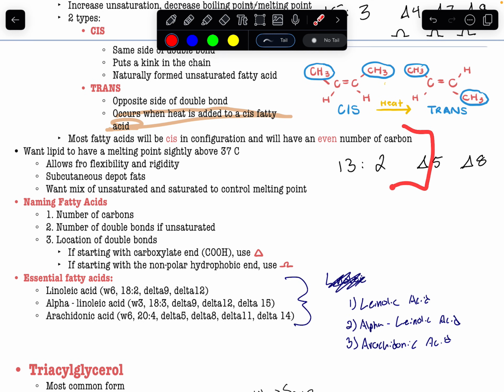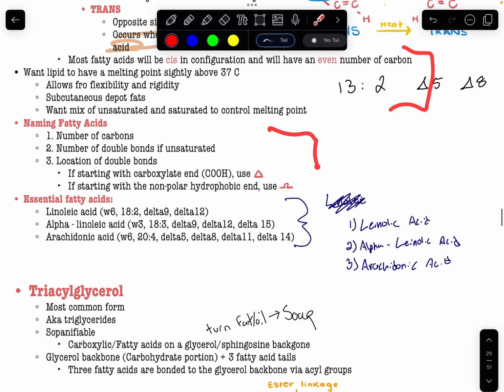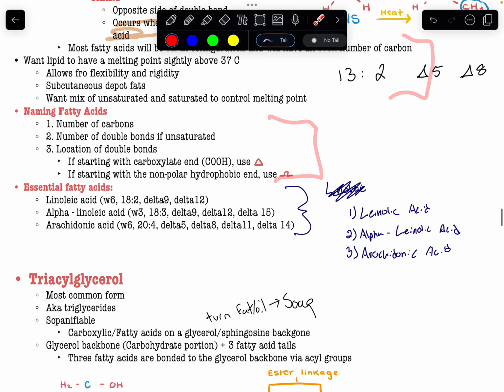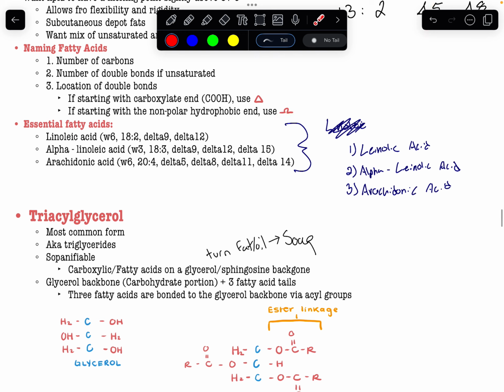Read through this if you would like. We did talk about this right here about counting and naming fatty acids. These essential fatty acids right here are going to be strict memorization, so memorize it.